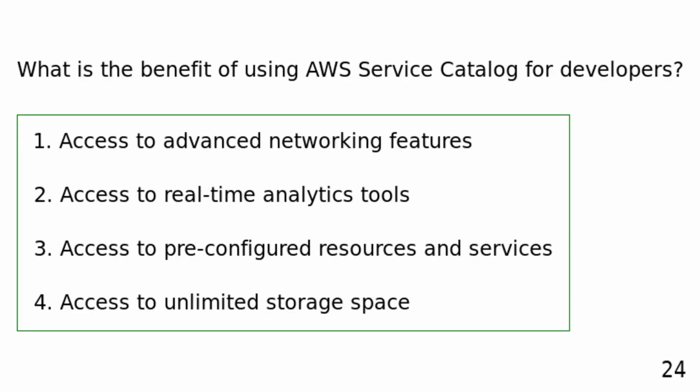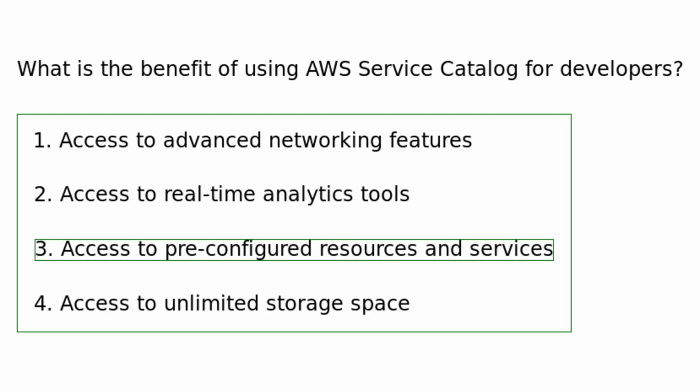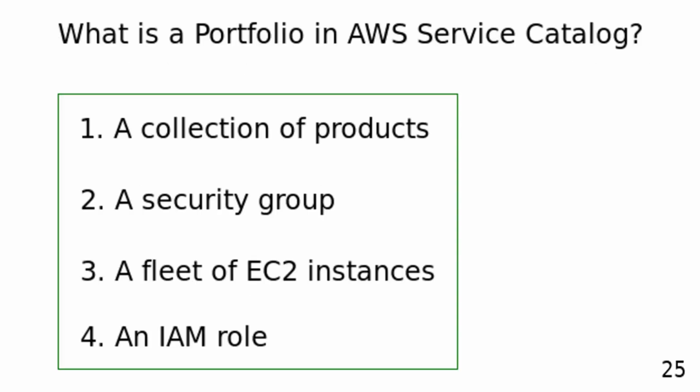What is the benefit of using AWS Service Catalog for developers? Access to advanced networking features. Access to real-time analytics tools. Access to preconfigured resources and services. Access to unlimited storage space. AWS Service Catalog provides developers with access to preconfigured resources and services, allowing them to quickly provision the necessary infrastructure for their applications.